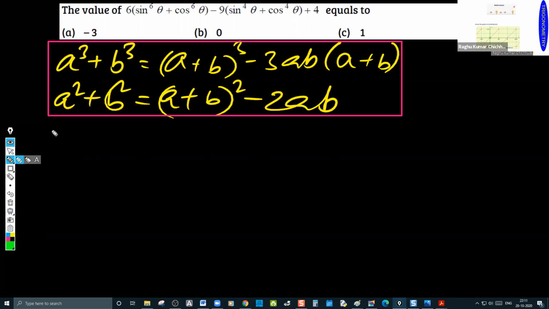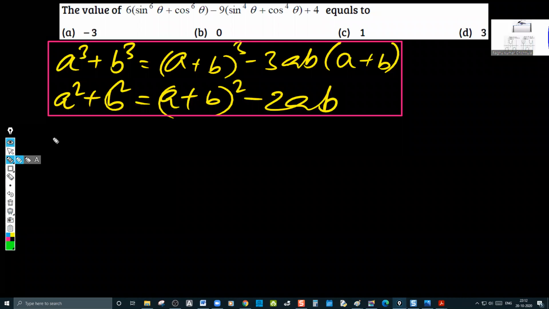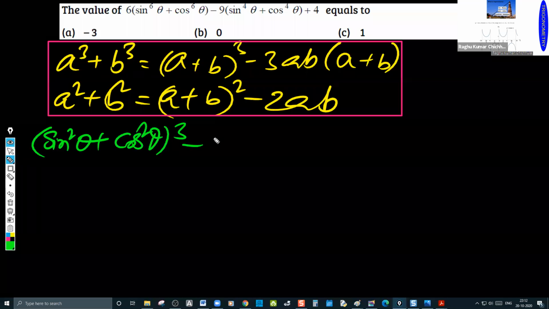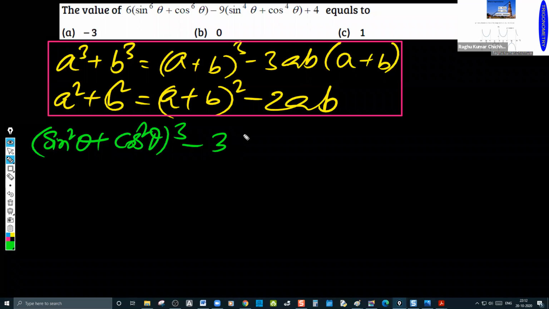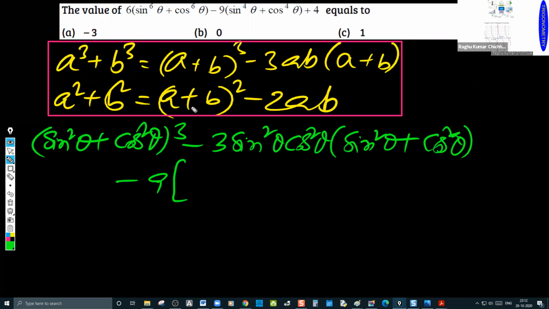Now, what I'm doing, Bhavi, help me out in writing this. We'll write this as (sine square theta) whole cube. Now, come on, tell me. (Sine square theta plus cos square theta) whole cube minus 3 into sine square theta, into cos square theta, into (sine square theta plus cos square theta). Maurya, is it clear? Yes, sir. Minus 9 into, apply the second formula to this part: sine 4 theta plus cos 4 theta.